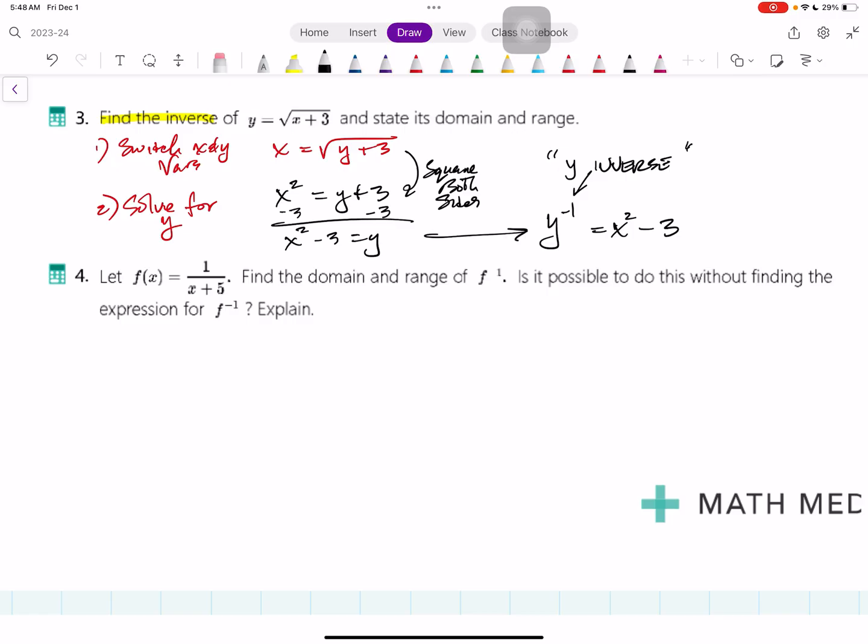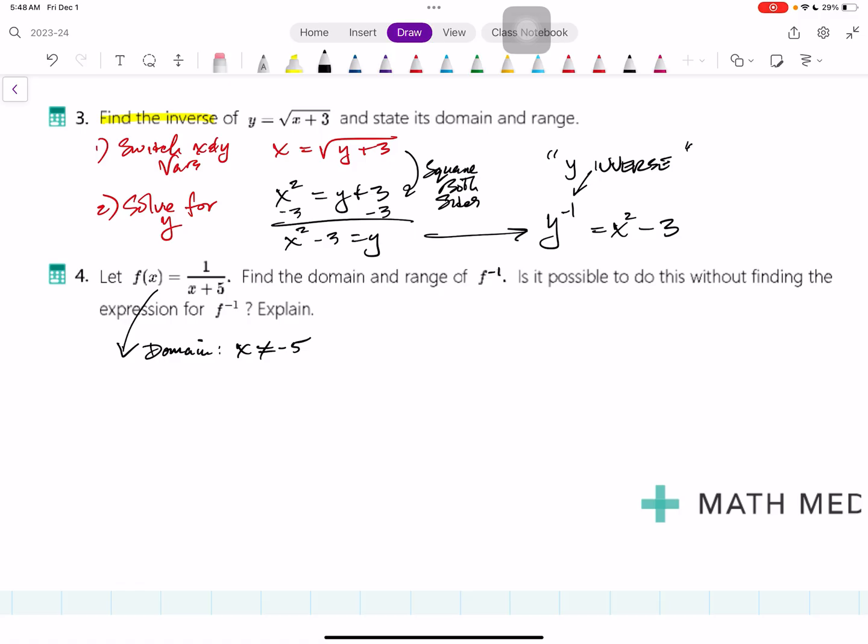Okay, so number 4, given this function here, find the domain of f inverse, okay? F inverse, and it is possible to do this without finding the expression. Okay, and the answer is yes. So what we do is we find the domain of the original function first. So the domain of the original function is all reals except -5 because you can't divide by 0.